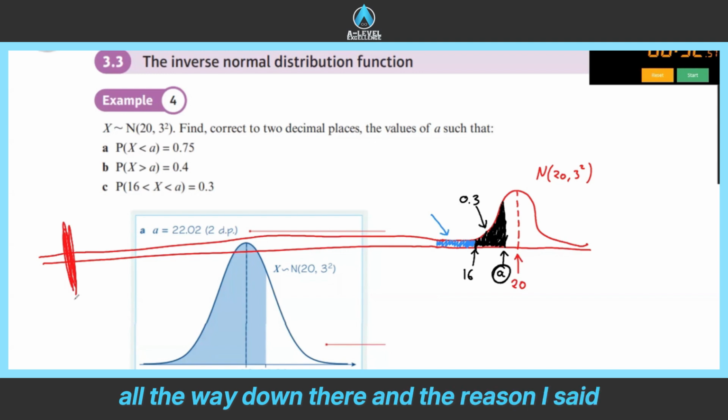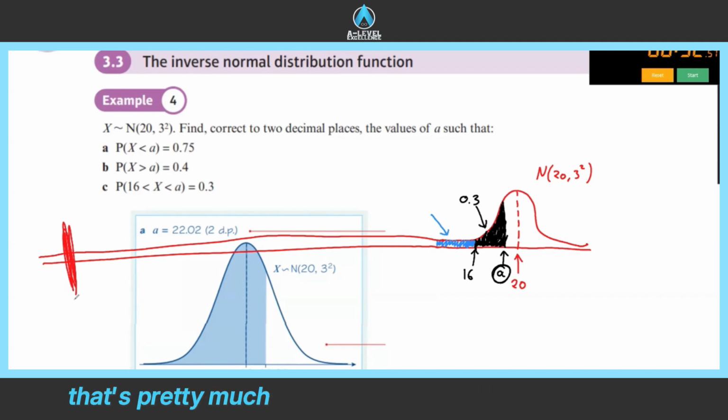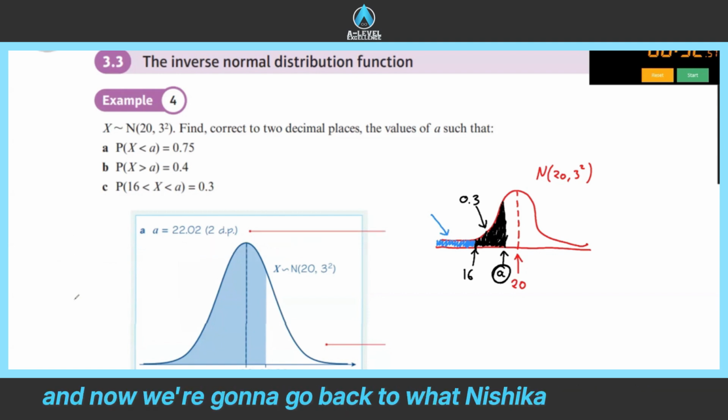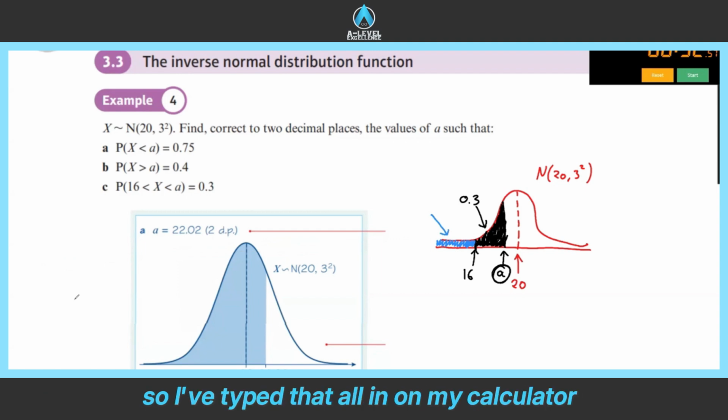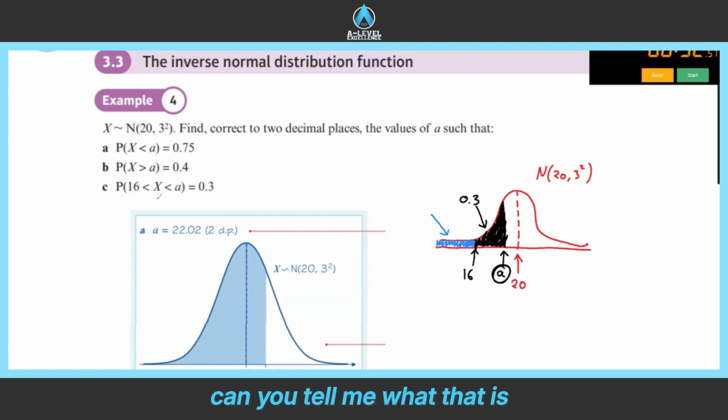And the reason I said, following on from what Karthik said, right? Why I don't use zero, because it's infinite in both directions. If you use like minus 9,000 and plus 9,000, that's pretty much always going to be a safe bet. All right. So I just thought I'd explain that really quickly. And now we're going to go back to what Nishika was saying. So I've typed that all in on my calculator. And just so I get the same number you get, Nishika, can you tell me what that is?